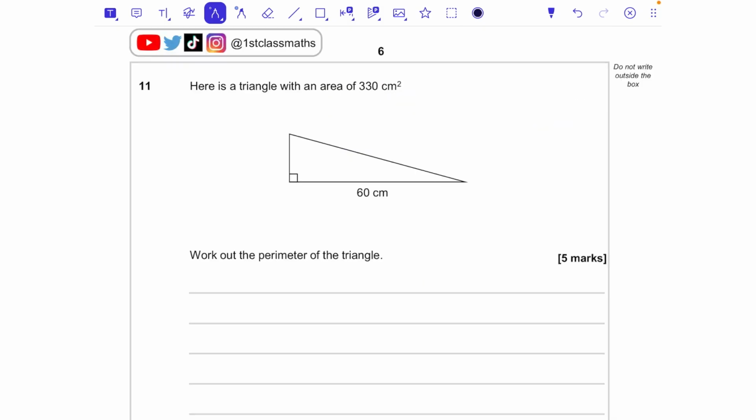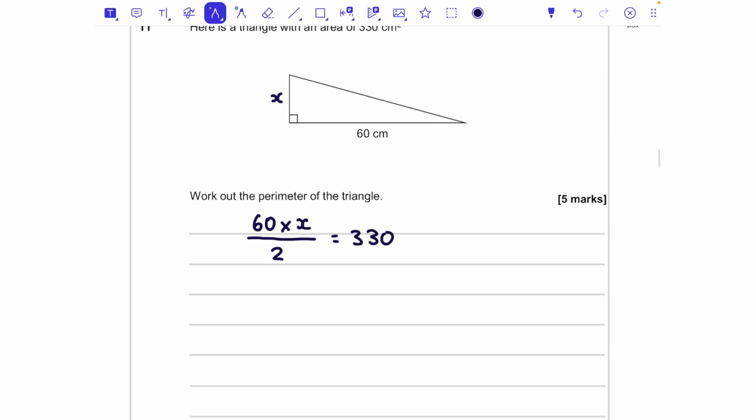Question number 11. Here is a triangle with an area of 330 centimetres squared. Work out the perimeter of the triangle. So we know that the area of a triangle is base times height divided by 2. So 60 multiplied by x, because we don't know the height at this moment in time, divided by 2 equals 330. Let's solve this equation then. We're going to do that by multiplying both sides by 2. That gets rid of the fraction. So 60x equals 660. And then we're going to divide by 60. So x equals 11, and that tells us that that is the height.